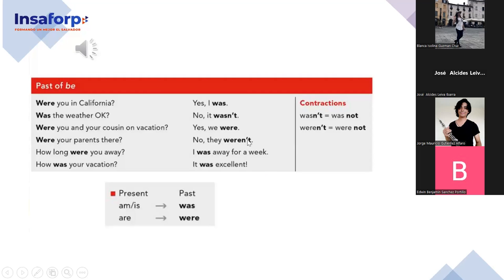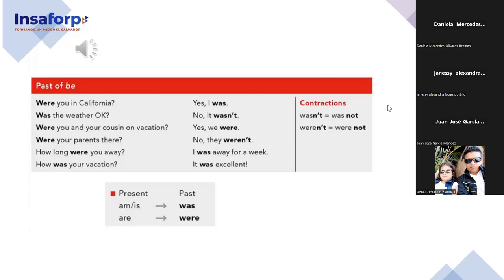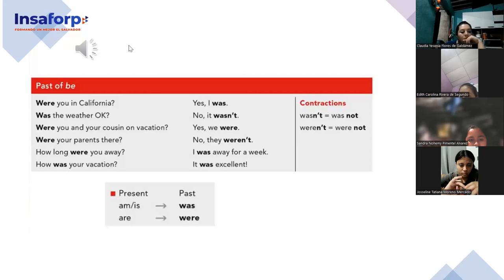So here we have the past tense of the verb to be, right? As you may know, what is the verb to be in present, Claudia? Excuse me, teacher. What is the verb to be in present? Ser o estar. Oh, yes. Can you tell me in English, please? Is and are. Very good. Okay, so this is the present, right? Here we have the present of the verb to be. With is we use was, right? And with are, which is the plural, we're going to use were.